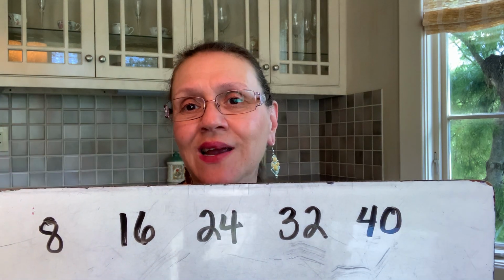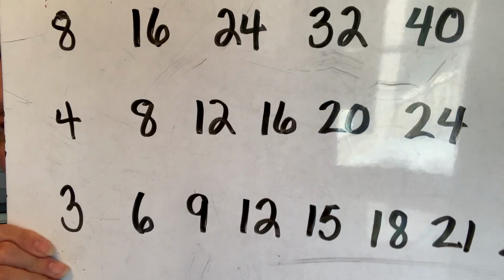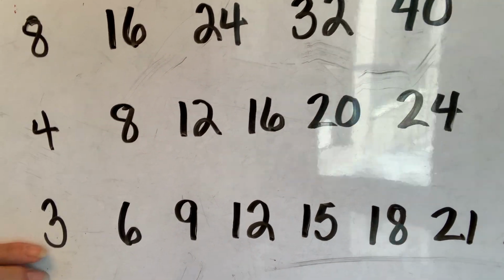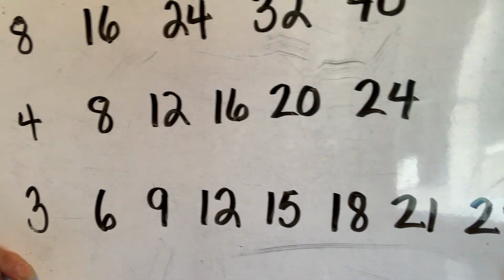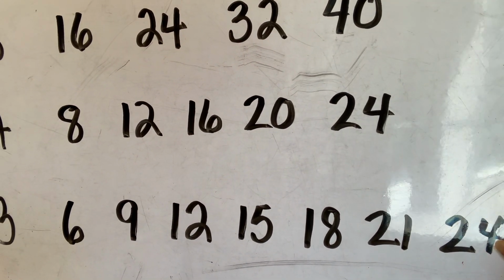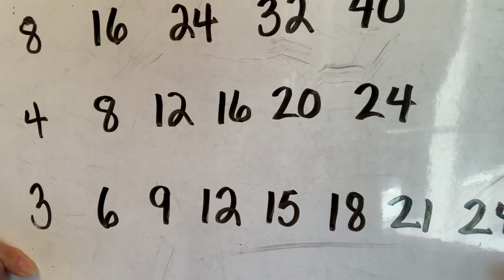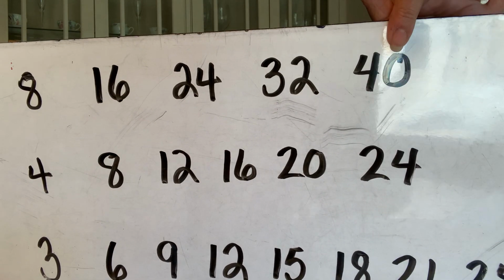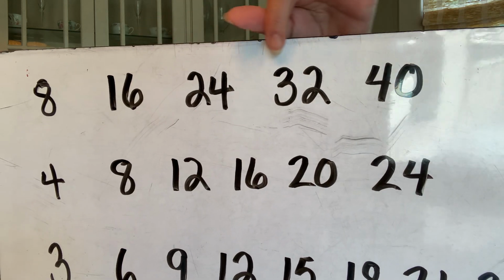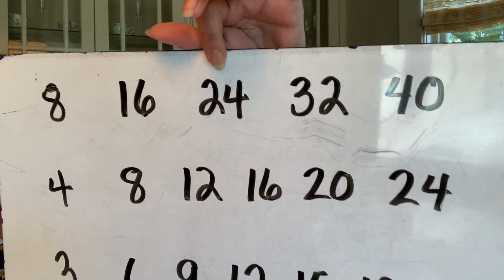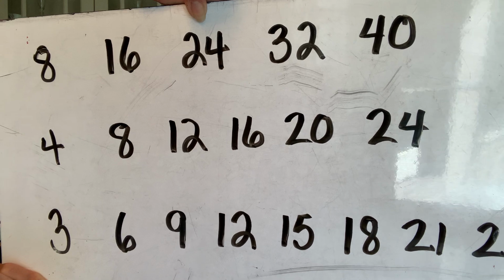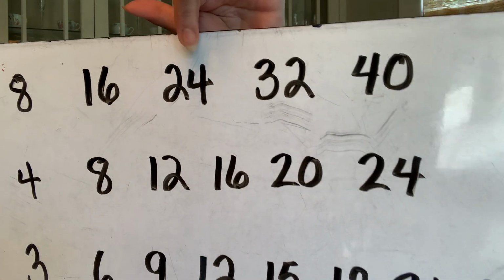But I also need to put 3 in there too. So I need to list the 3 times table. So you see, with my smaller times table, I need to go up much higher than I did. So by doing the largest one first, I kind of get an idea of the numbers that I'm looking for. In this case, my least common multiple of 8, 4, and 3 is 24. So I'm going to circle my least common multiple.